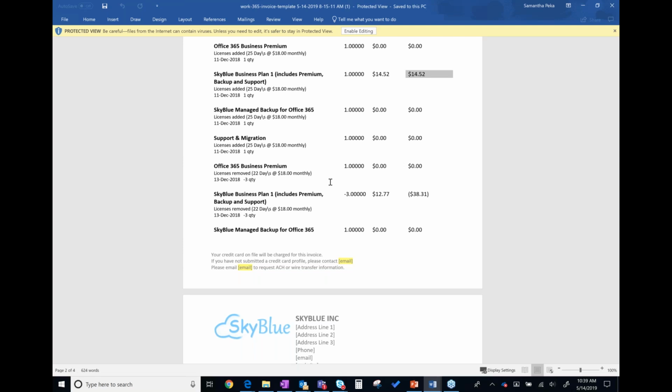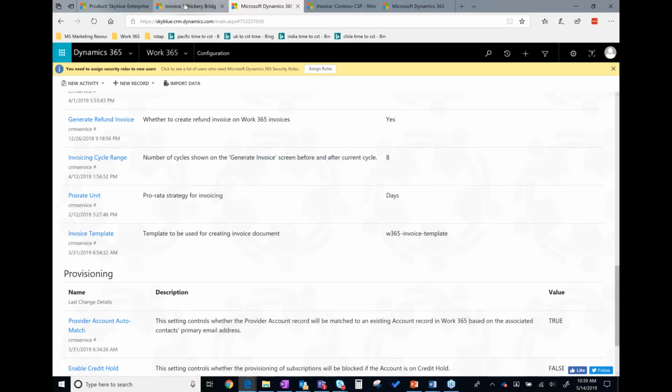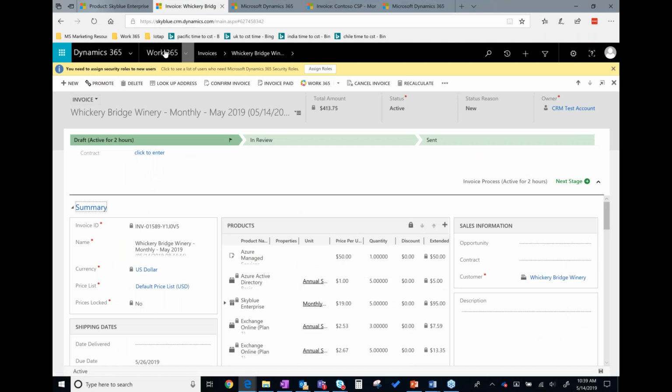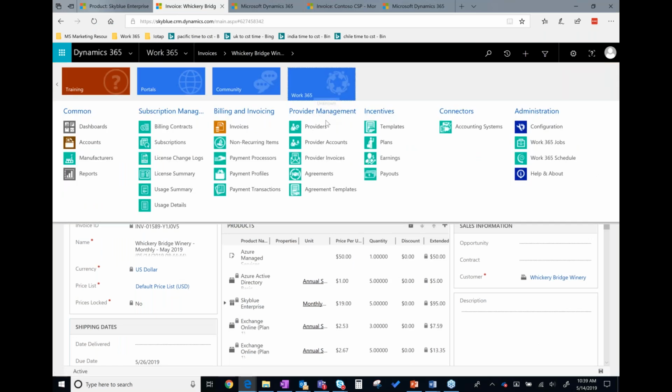There's a field. Samantha, can you share that provider invoice data? Yep. Let's just show them where that is. Let's go to that really quick. So you go to the Work 365 icon, hit the drop down. Under provider management, you have providers, provider accounts, and then provider invoices, right?